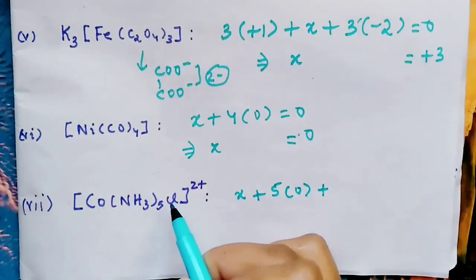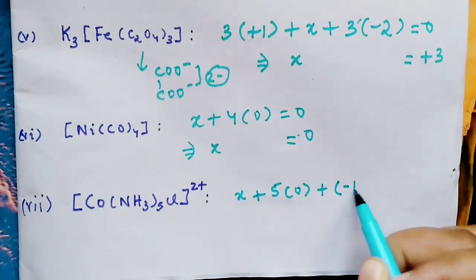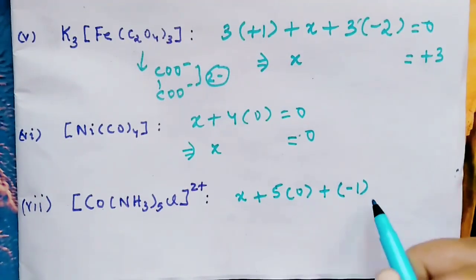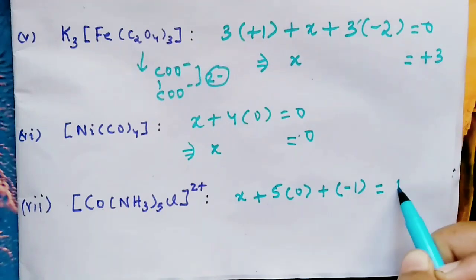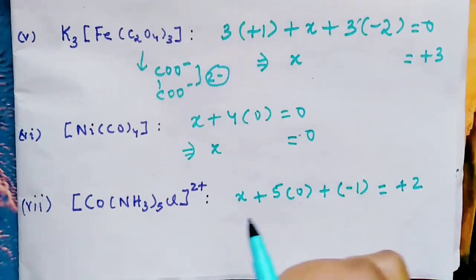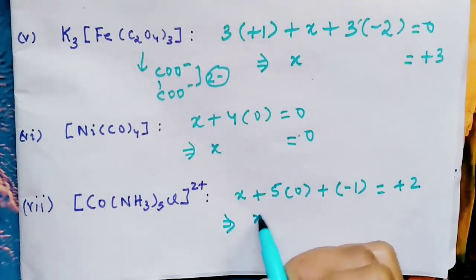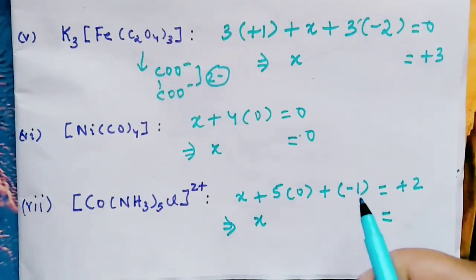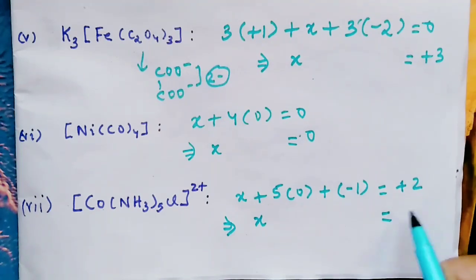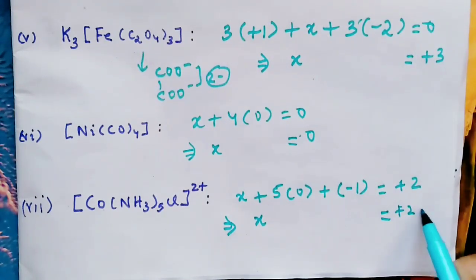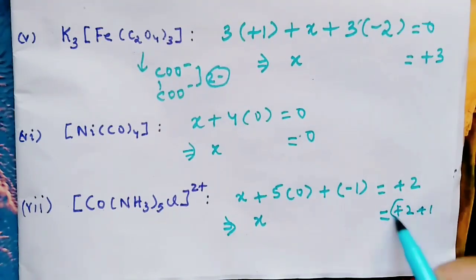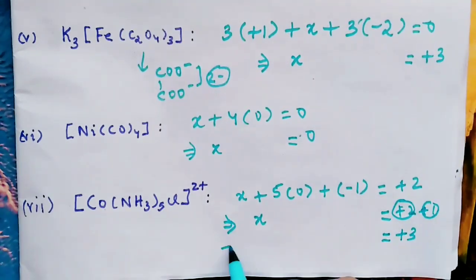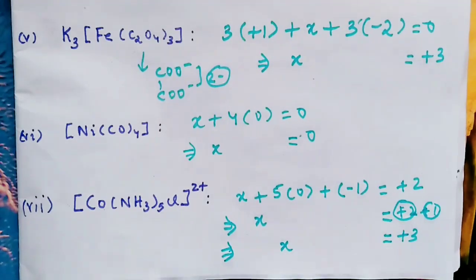And then what about Cl? It is minus 1, because minus 1 is the charge carried by this one as it accepts 1 electron. Equate it to plus 2, the charge on the coordination entity or coordination sphere. So from here your X would be how much? Here it would be 0. And then minus 1 with plus 2, it will be plus 1, right? So that will be plus 3. So your X would be plus 3 in this case.